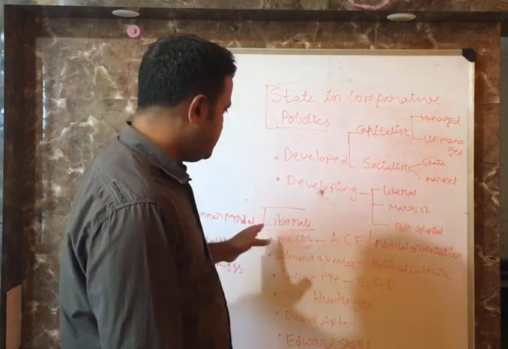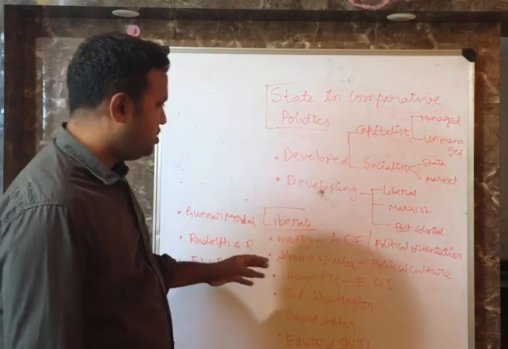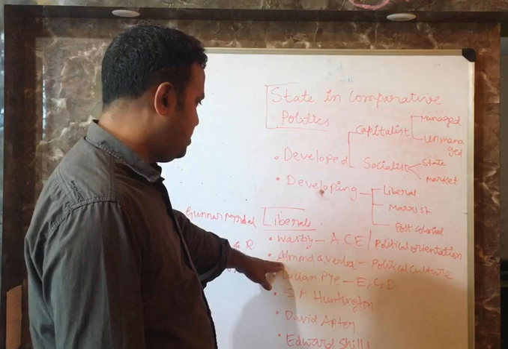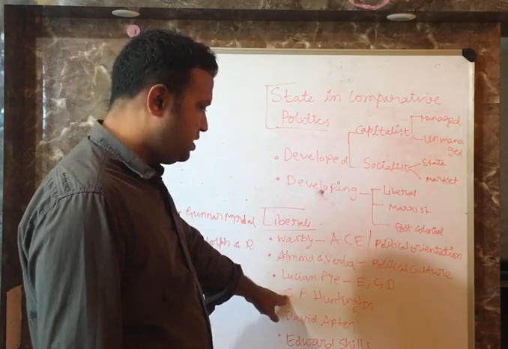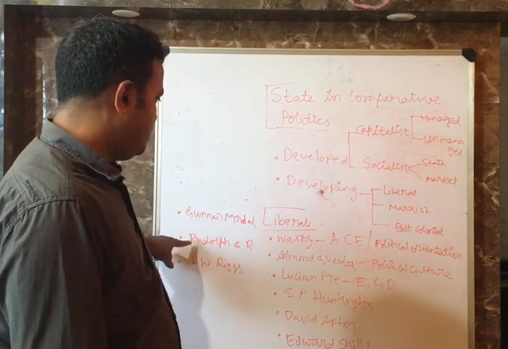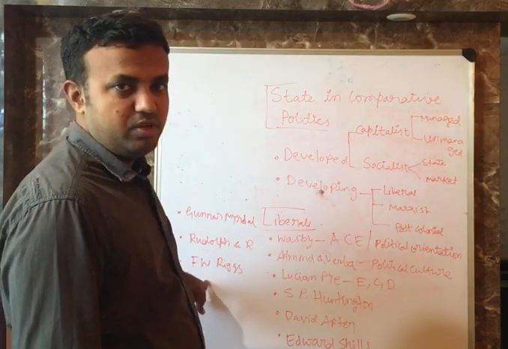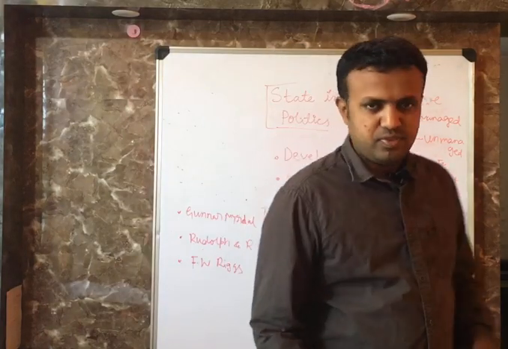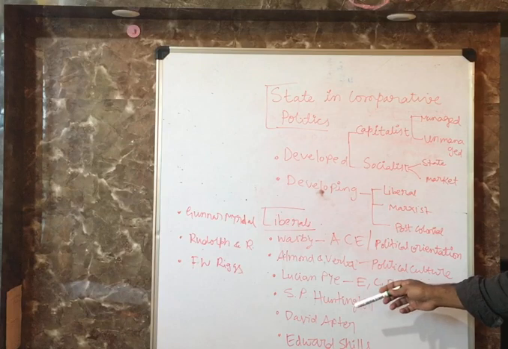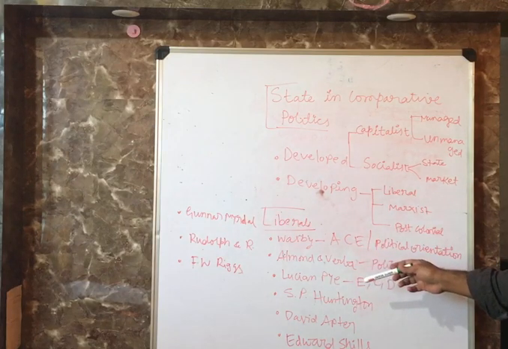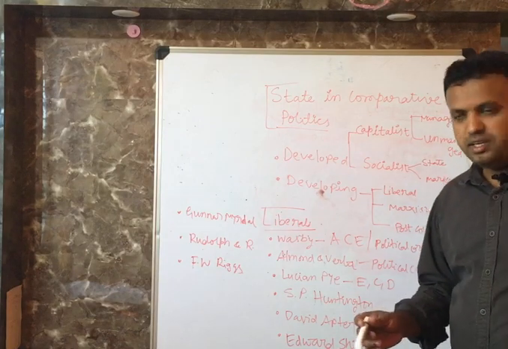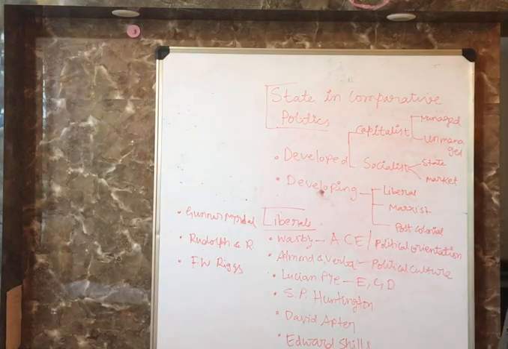And also there are various theorists or scholars. It could be Stephen Wasby, Almond and Verba, Lucian Pye, Huntington, David Apter, Edward Shils, Gunnar Myrdal, Rudolph and Rudolph, and F.W. Riggs. So, if you know one or two points about these scholars, it will definitely help you in writing a good answer. And also, if you are preparing for NET, then you can expect some questions here too.